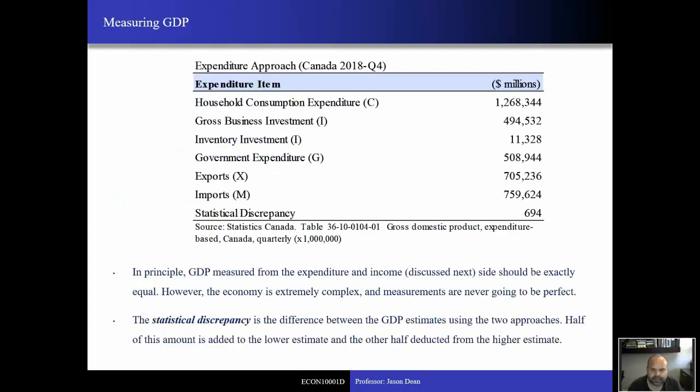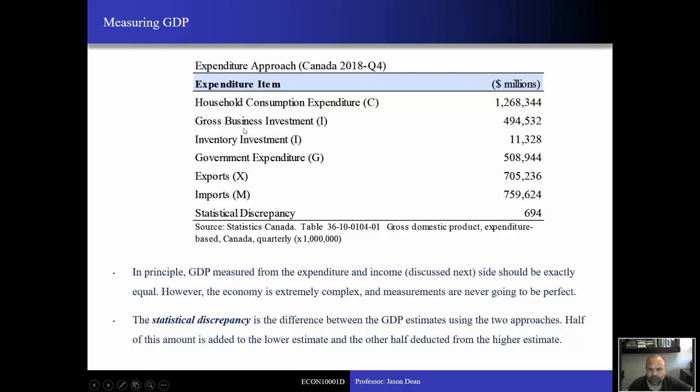So let's look at 2018. We have some figures here for the different expenditure items. So consumption expenditure was 1.2 trillion. Gross business investment was 494 billion. Inventory investment was $11 billion. Government expenditures was 508 billion. We have our exports, we have our imports, and so we could add these up and get our total GDP.